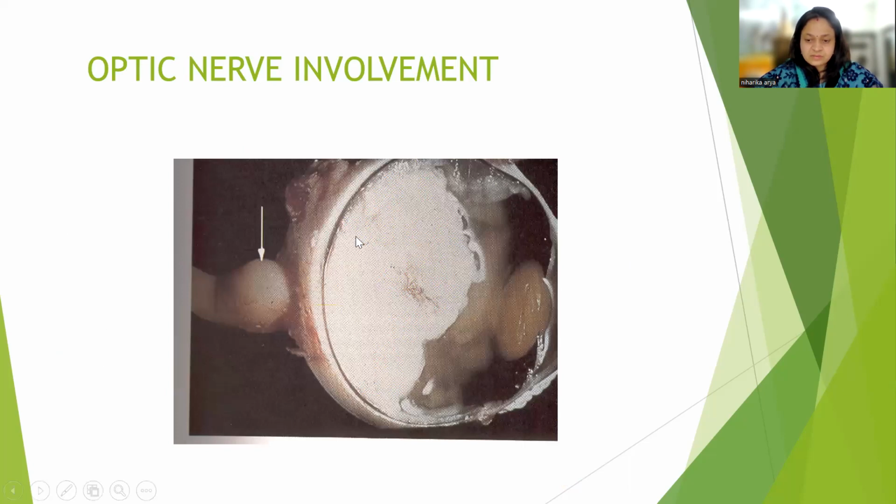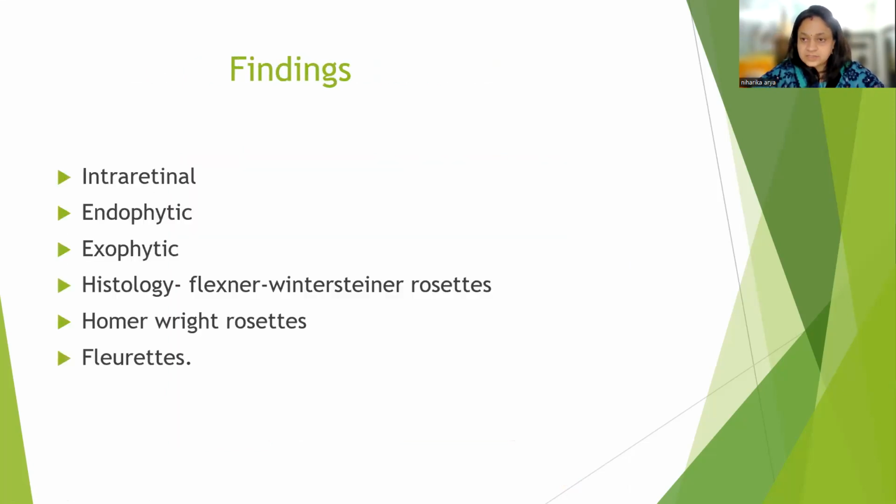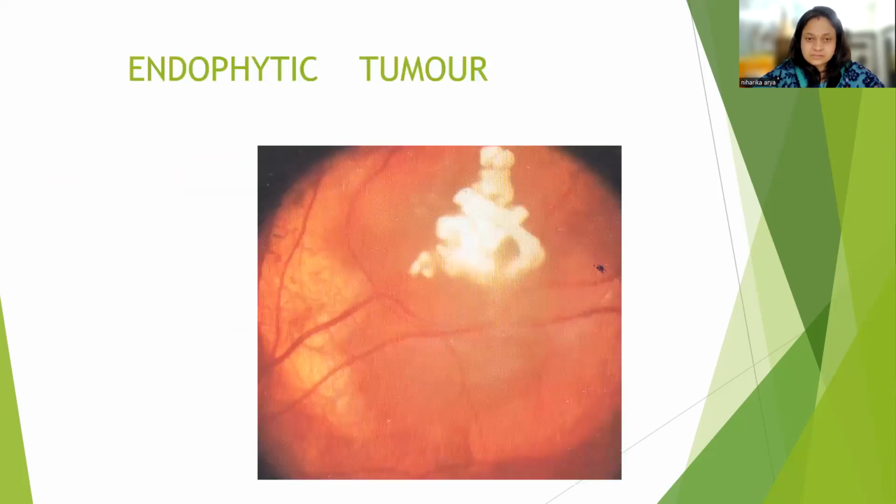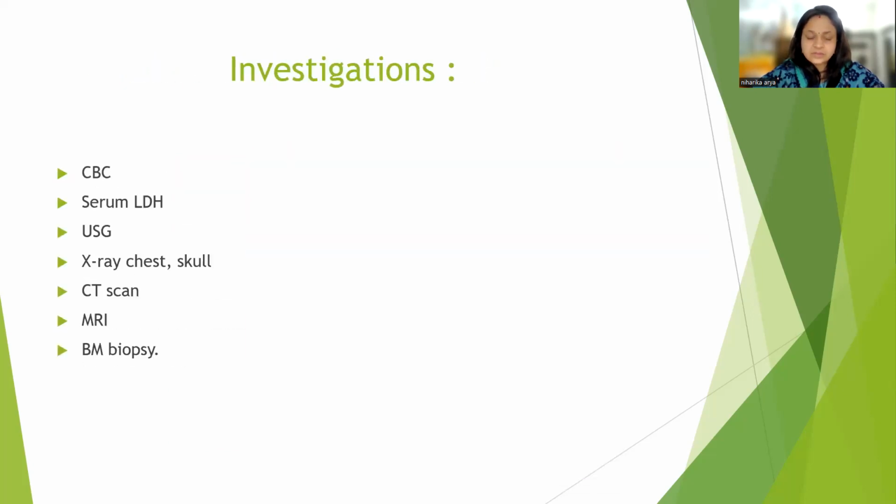The findings in this will involve proptosis and optic nerve involvement. Okay, fine. Now the investigations. To detect the retinoblastoma, the following investigations have to be done: the CBC, that is the complete blood count, serum LDH, USG, X-ray chest or skull, CT scan, MRI, or the bone marrow biopsy.